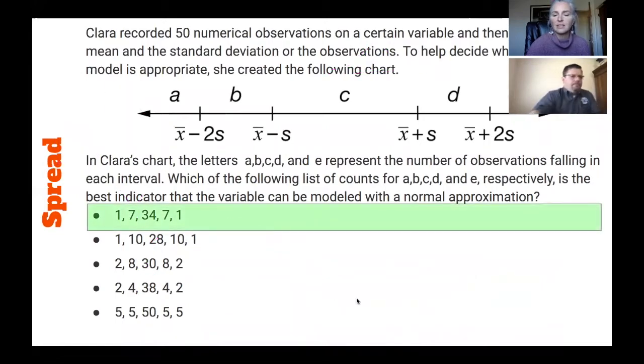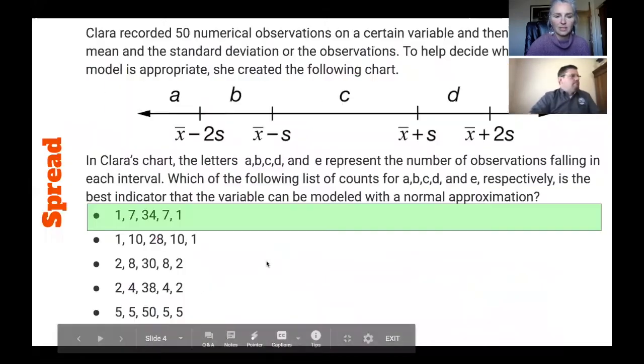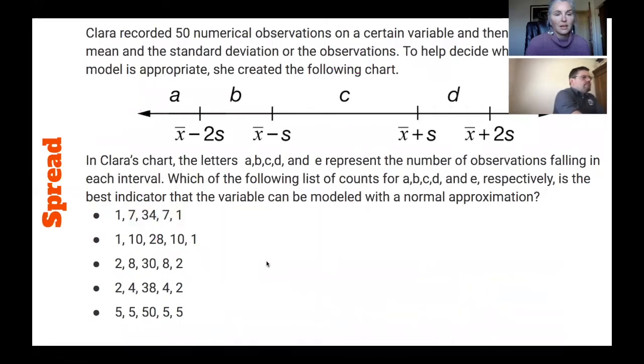Next question says, and I've put the answer accidentally. Claire recorded 50 numerical observations on a certain variable and then calculated the mean and standard deviation for the observations. I can't type. To help decide whether a normal model is appropriate, she created the following chart. So let's just talk through this chart here, Ms. Robbie. Why will this chart help us determine if a normal model is appropriate?